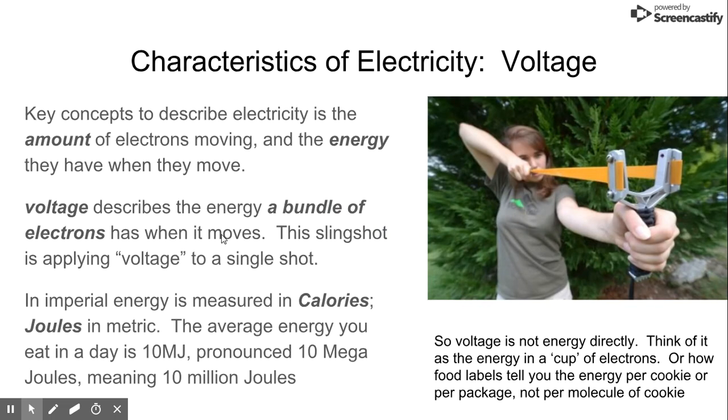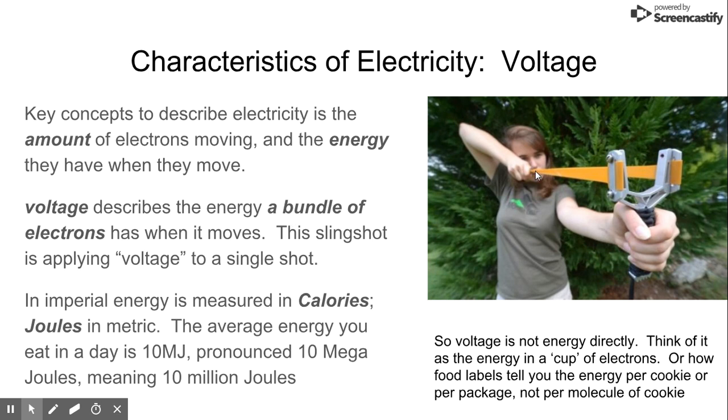Now, one of the characteristics of electricity is voltage. Everyone here knows about 9-volt batteries, 1.5-volt batteries, 120-volt household electricity. So the voltage is the energy the electrons have. Except we're not talking about one electron. We're talking about a bundle of them.